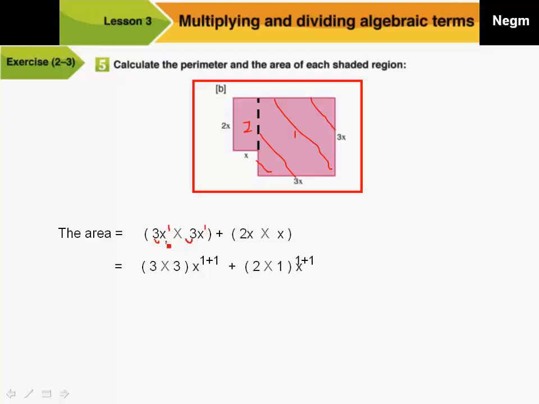We have the same base which is x, so we have x to power 1 plus 1 plus 2 times 1 x times x is x to power 1 plus 1. This will equal 3 times 3 is 9, x to power 2 plus 2 times 1 is 2, x to power 2. If we take the x squared outside the two brackets, we'll have inside the brackets 9 plus 2. This will equal 11x squared, and this is the final answer.